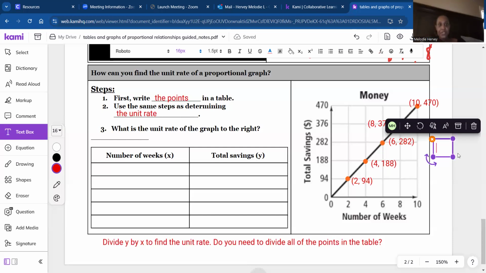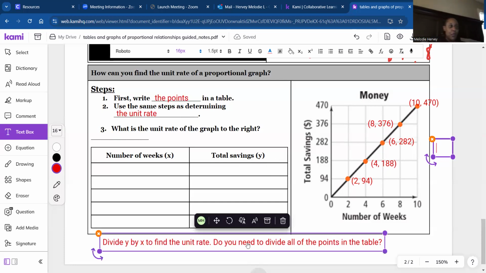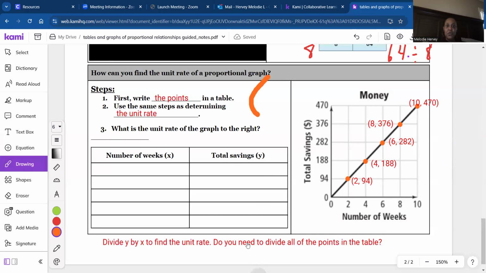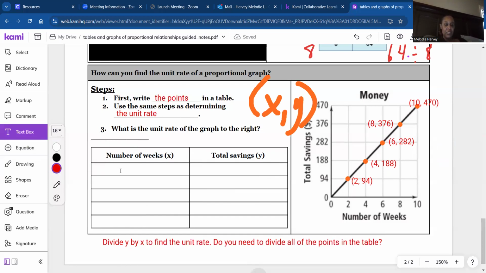And that's actually what I put in the table, X, Y. The number of weeks, X, total savings, Y. Remember that in the ordered pair, the first number is X and the second number is Y. So you do need to keep that in mind. Now, remember to get the unit rate, all I got to do is divide Y by X, and I can easily fill in number 3. Some of you have probably filled in number 3 already.